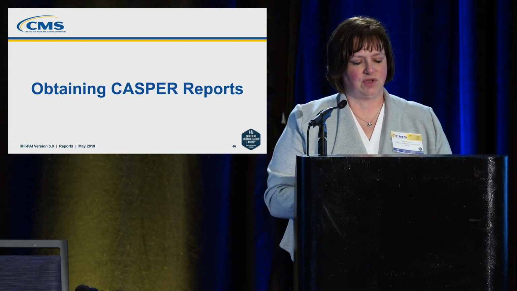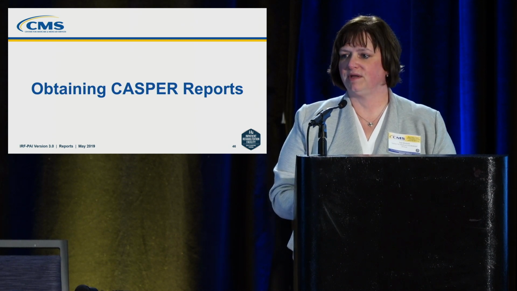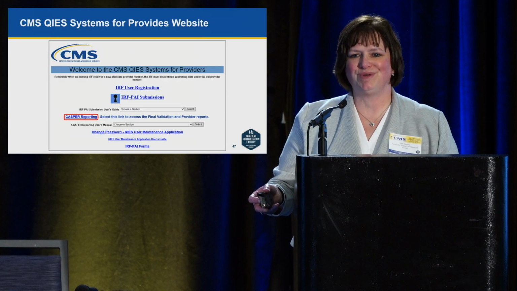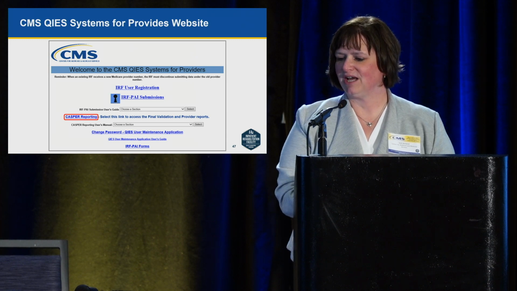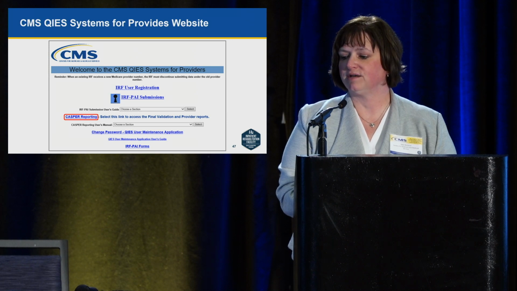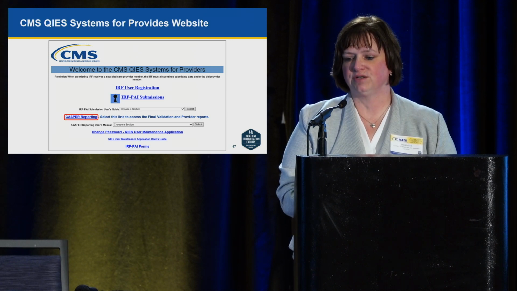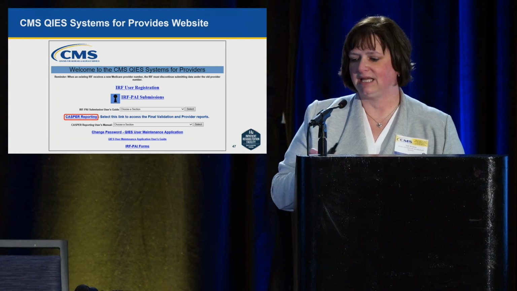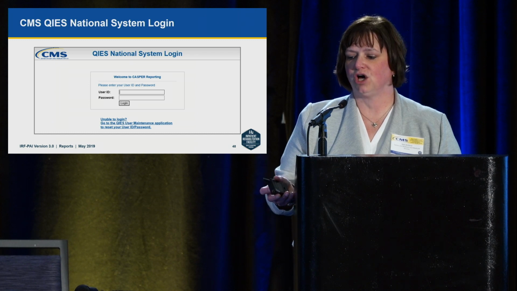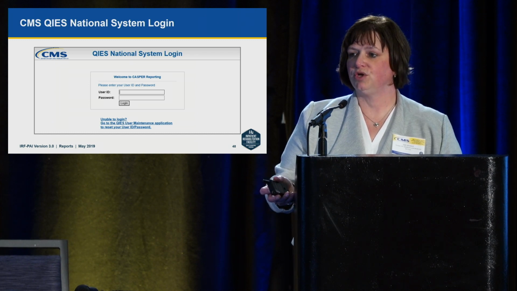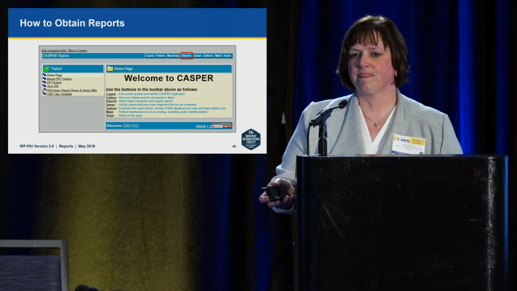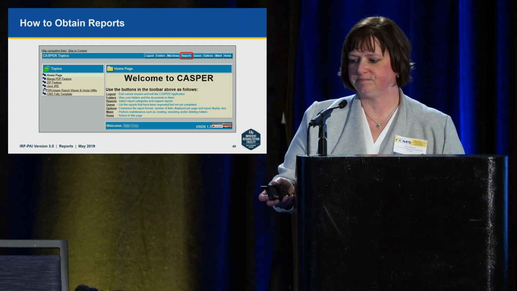All right, let's quickly review how you will obtain your IRF QRP reports from the CASPER reporting application. And this is probably very familiar to many of you, so we won't spend a lot of time. But recall that the link to the CASPER reporting application is located on the Welcome to the CMS Key Systems for Providers webpage. And you can see that the link is highlighted or circled in red. Once you select the link, you will simply log into the application using your keys, user ID, and password credentials. Select the Login button, and you will arrive at the CASPER homepage.